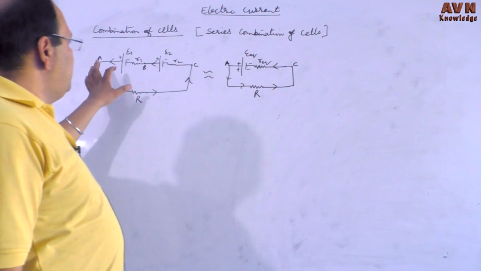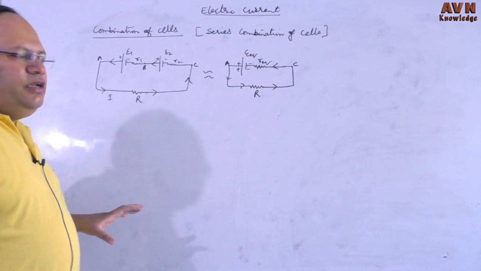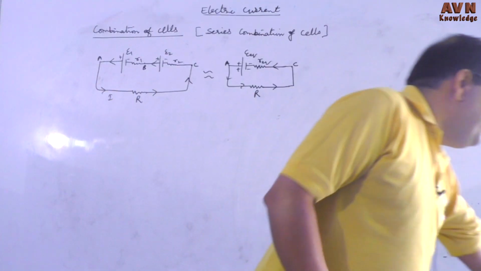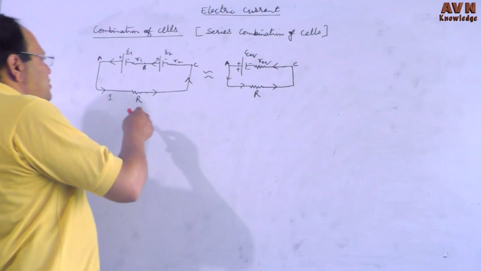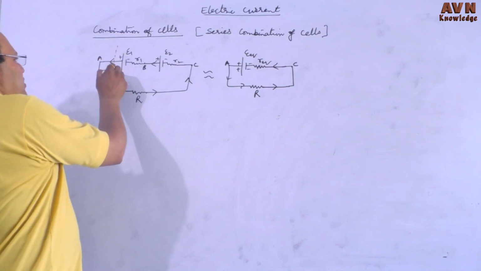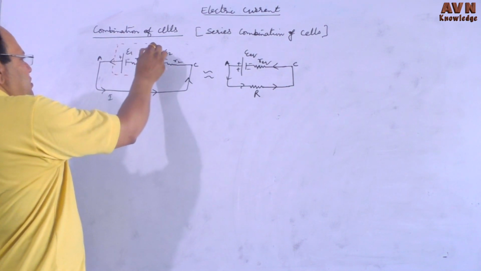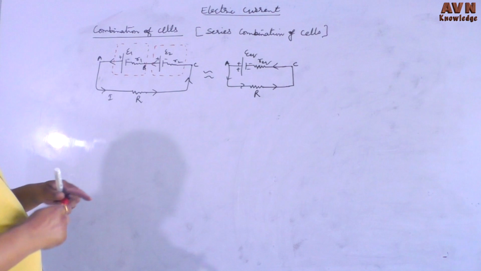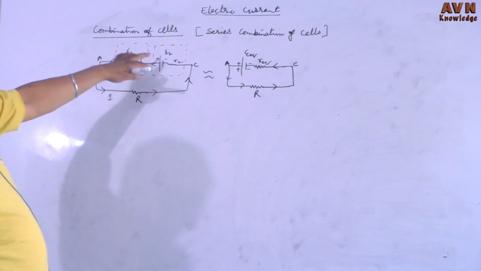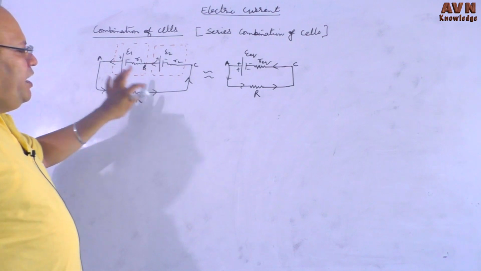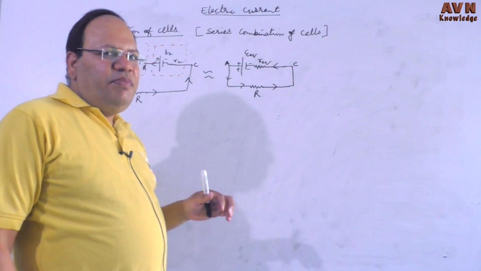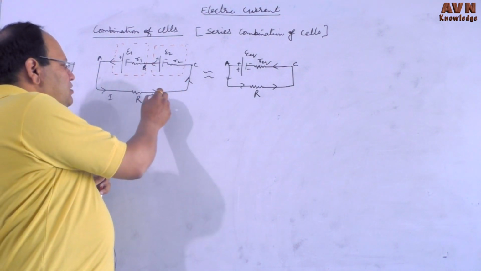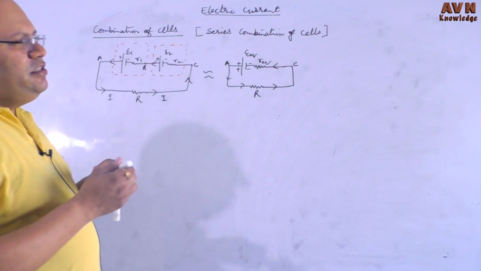So here two cells E1 and E2 are connected in series combination, and the internal resistance of this cell is R1 and this cell is R2. So this is a cell and this is another cell connected in series combination, and this is the internal resistance R1 of this cell, internal resistance R2 of this cell, and an external resistance capital R is connected by this cell, and current flow is I in this circuit diagram, and this is an equivalent diagram.